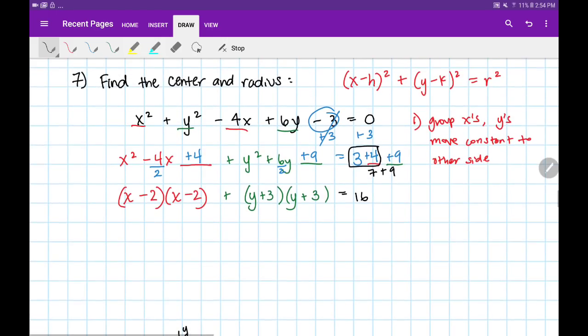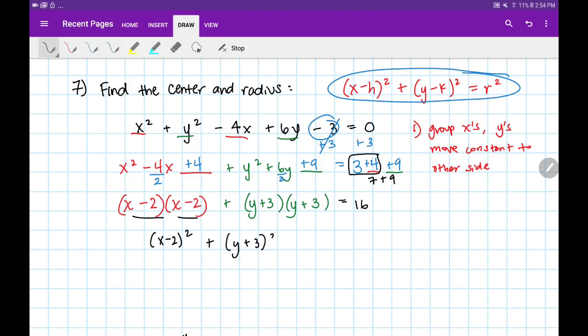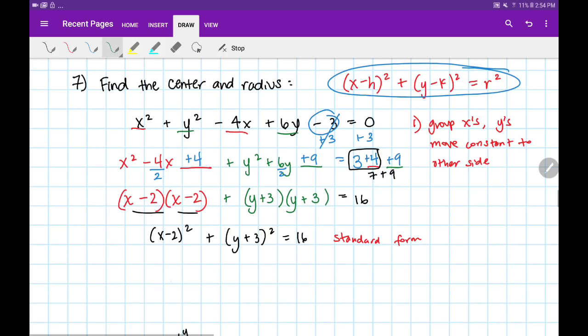And now we're really close. We just have to write this in a way that matches our formula. Okay, so this is going to be x minus 2 squared, because it's times itself, plus y plus 3 squared equals 16. And now, my friends, we are in standard form. And we can identify our center and our radius. So our center is going to be, well, we'll flip the inside number in both cases. So it's going to be positive 2 in the x, negative 3 in the y.